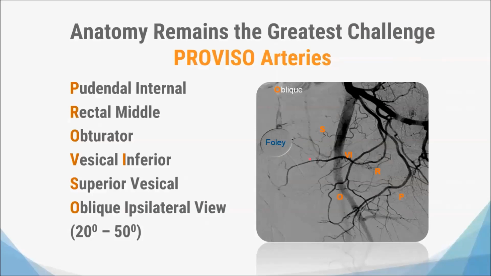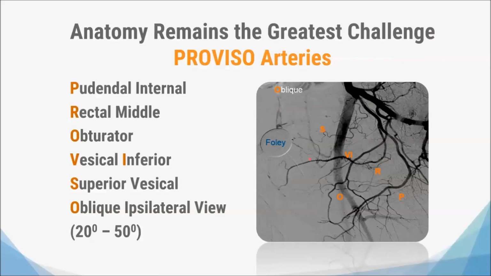That is when you get your 5-French guiding catheter in the internal iliac artery using the ipsilateral oblique view, you can get and understand all these arteries. You can get a DSA arteriogram. You see the internal pudendal artery, the middle rectal artery, the obturator, inferior vesical, superior vesical, but you need to understand that you get this identification and correlation with the prostate only if you use the oblique view.